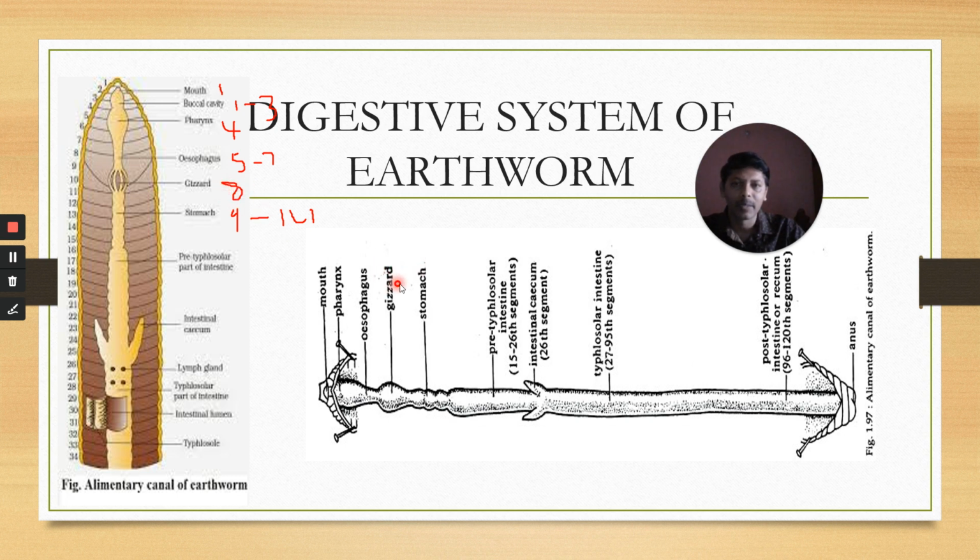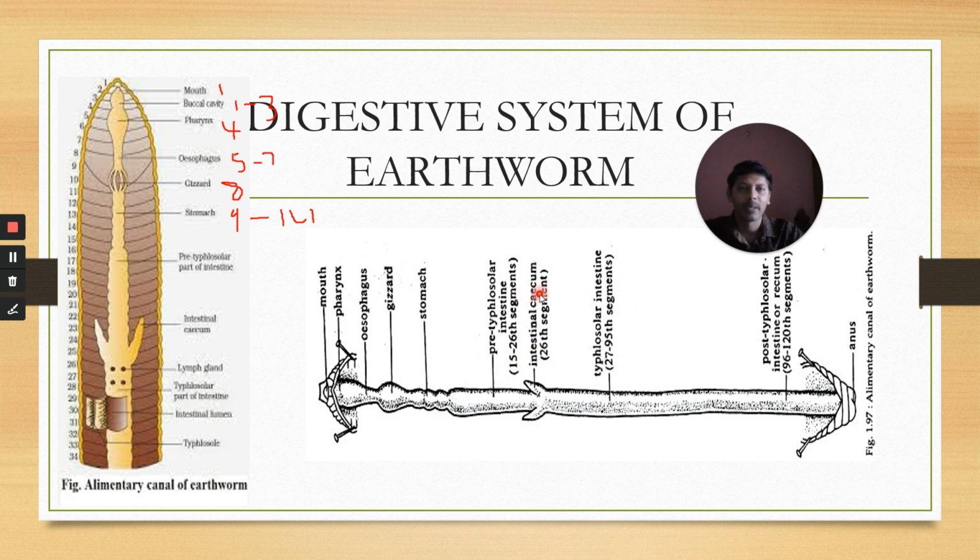Okay, look here. This is the gizzard. Gizzard we also find in the alimentary canal of cockroach and also in birds. This gizzard opens into stomach. Stomach extends from the 9th to 14th segment. Then from the 15th segment to the last segment is the intestine, which is the longest part of the alimentary canal. What is the longest part of the alimentary canal of earthworm? Intestine. This intestine is divided into three regions.